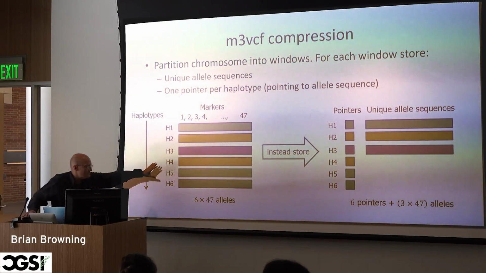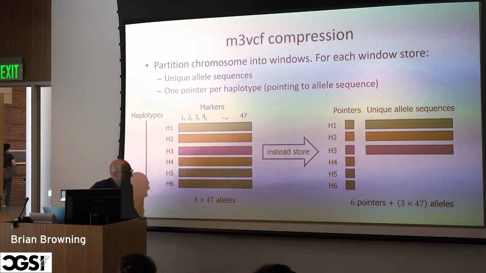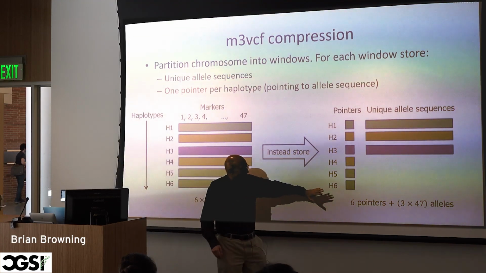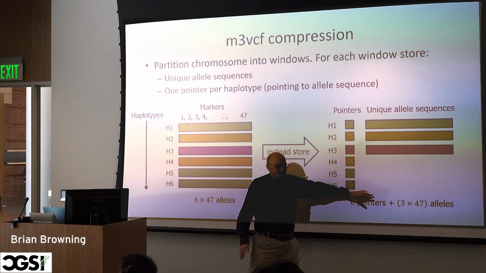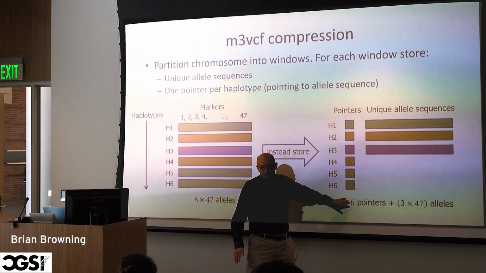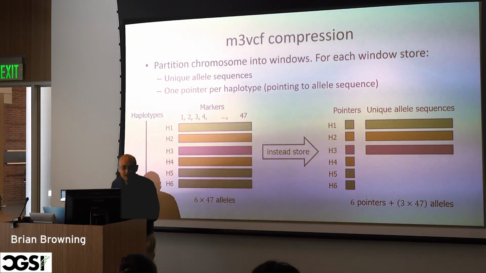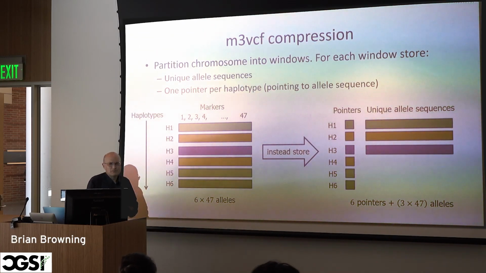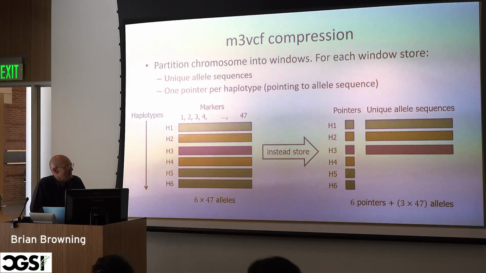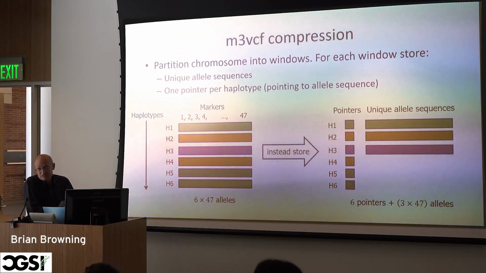Here you've got a matrix of 6 times 47. Here you have a matrix of 3 times 47, so that's where the savings is. You have to pay the price of storing the pointers, but in general, it compresses. In this toy example you can't see how well it compresses, but it actually compresses better than gzip, which already does a pretty good job.